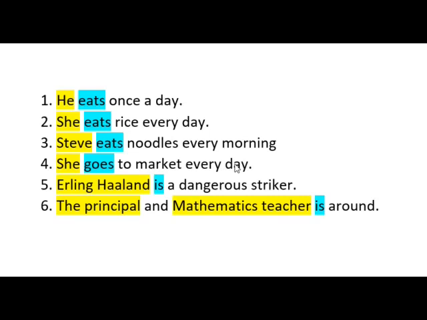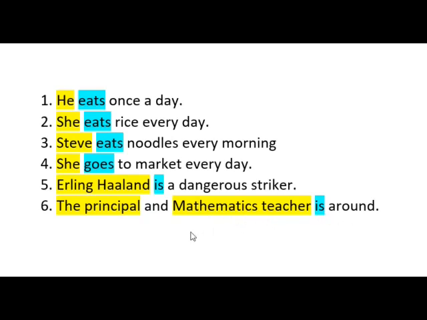Now, even when an individual is mentioned with his full names, that is his first name and his surname, it is still a single person. It must also go with a singular verb. Number 5, Erling Haaland is a dangerous striker. Number 6, the principal and mathematics teacher is around.